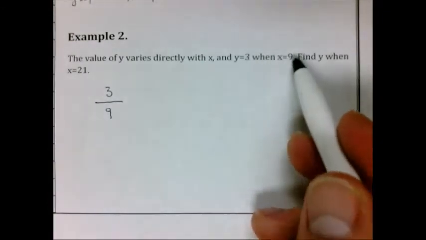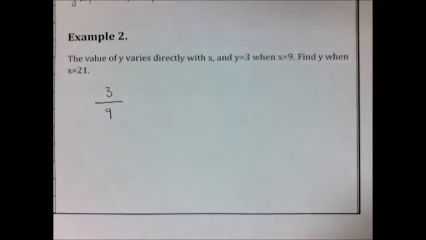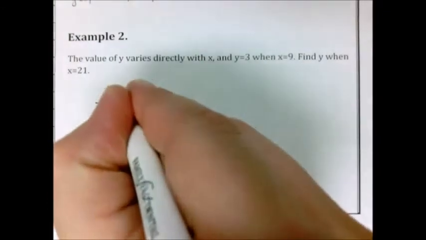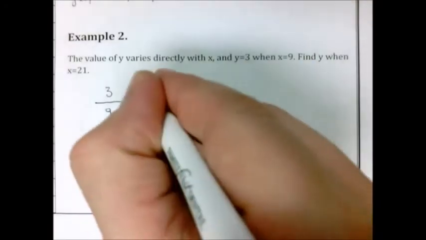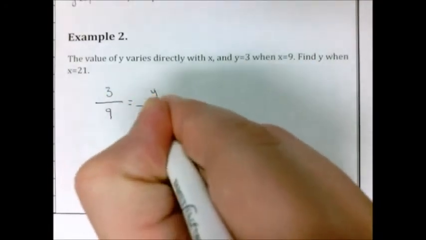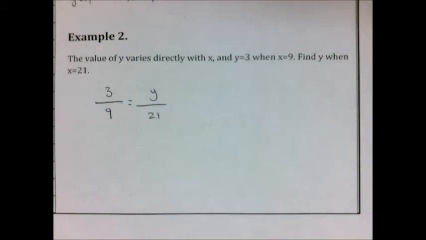Okay, 3 over 9, just like we did above. Remember, it was y over x. And that should be equal to y when x is 21. And we just want to figure out what is the value of y. Okay? So now we've just got a proportion. You guys remember, when we have a proportion, you can use the golf club rule.